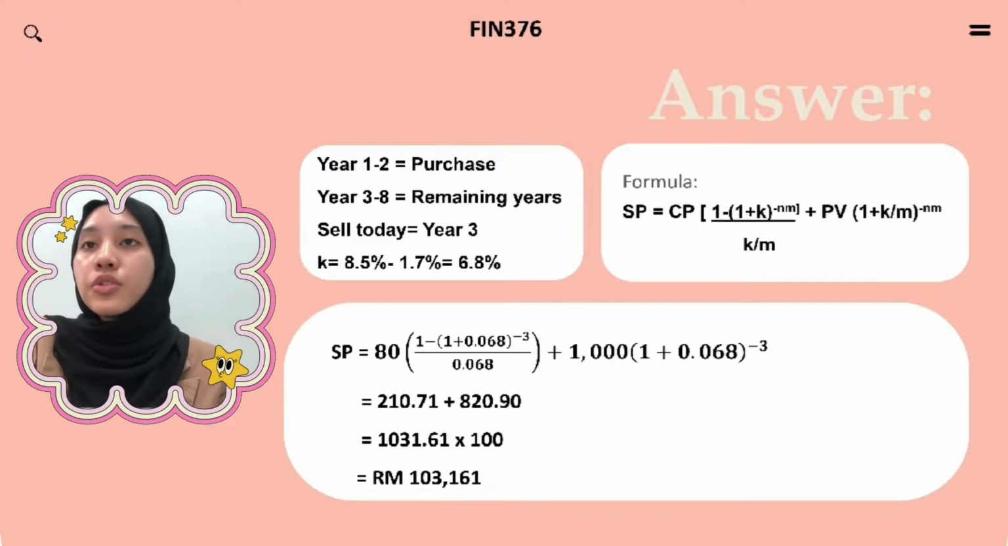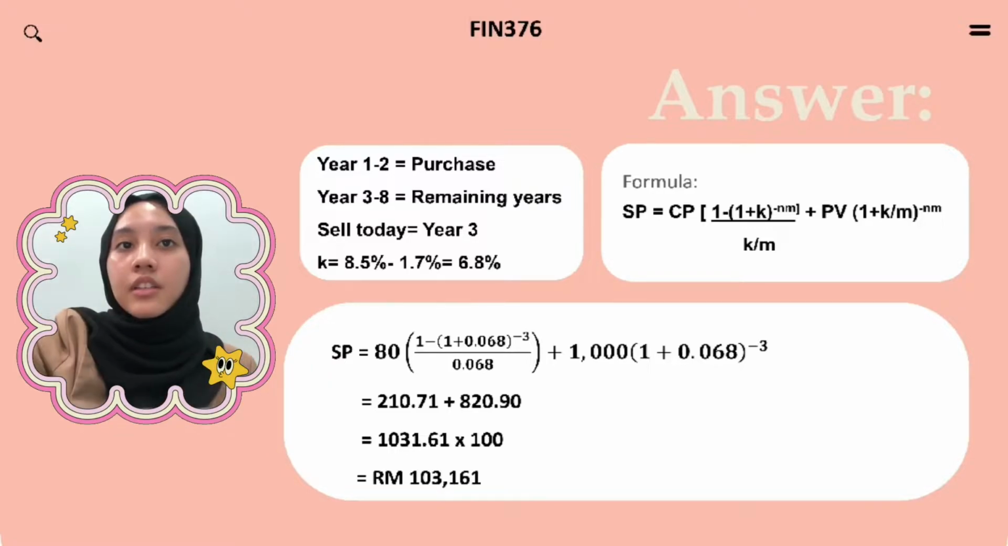The reason why we choose year 3 as N is because the question says that Encik Ali has purchased the bond for 2 years and he decided to sell the bond today. So we assume that today is in year 3. So we will calculate the selling price of the bond that he decided to sell today.